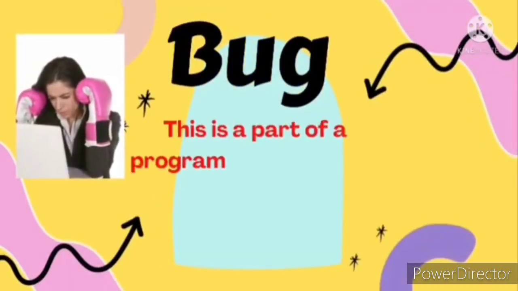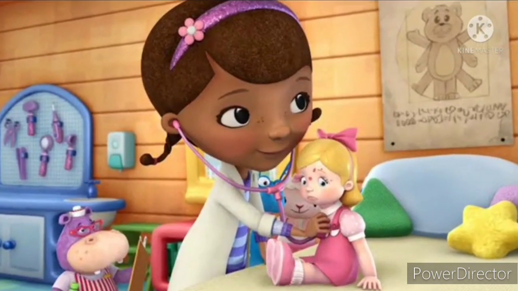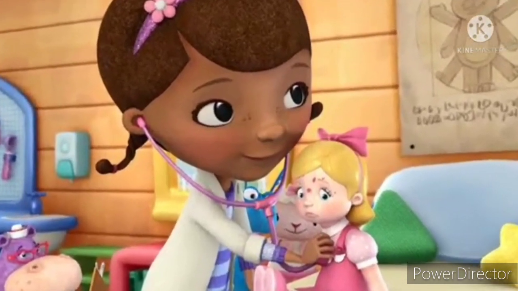Now, when there is an error in a program, we say there is a bug. When the program does not work correctly, then something needs to be fixed. A bug is a part of a program that does not work correctly. We say there is an error, a flaw, or a mistake in the program. The program has to be followed from the very first step to find the bug and then fix it.